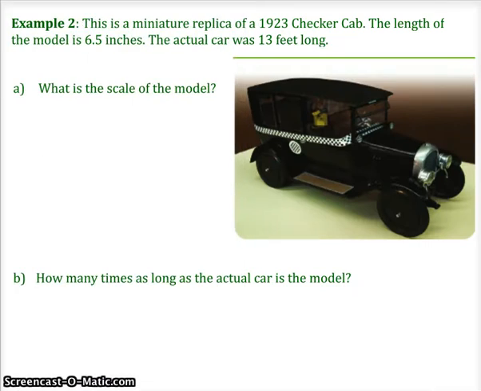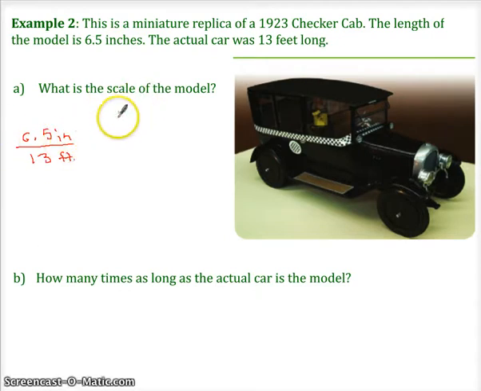So this is like the 3D version of that, but same kind of thing. This one I don't think we need the ruler for. If we're told that the length of the model is 6.5 inches, but the actual car is 13 feet long, we can use that as a ratio. We could say 6.5 inches to 13 feet is the scale, or is the ratio of lengths.